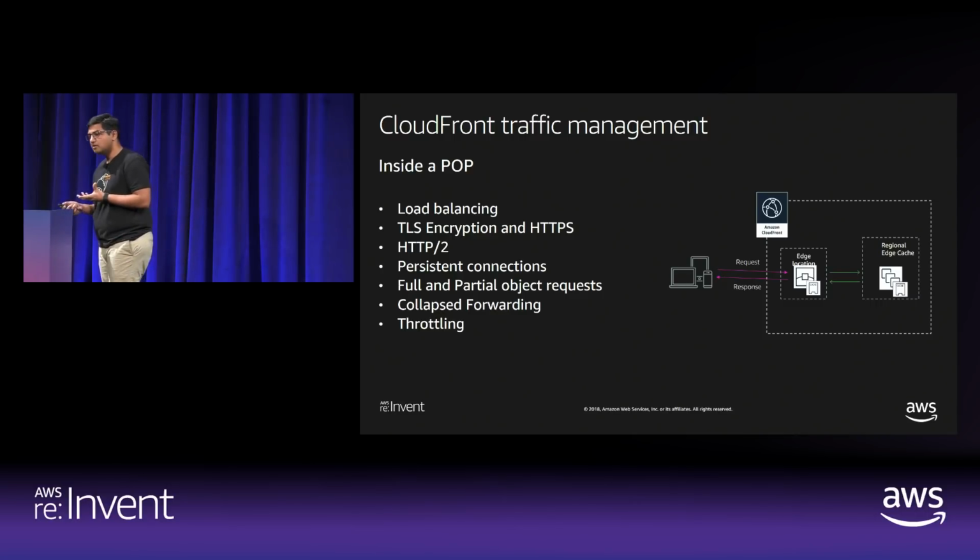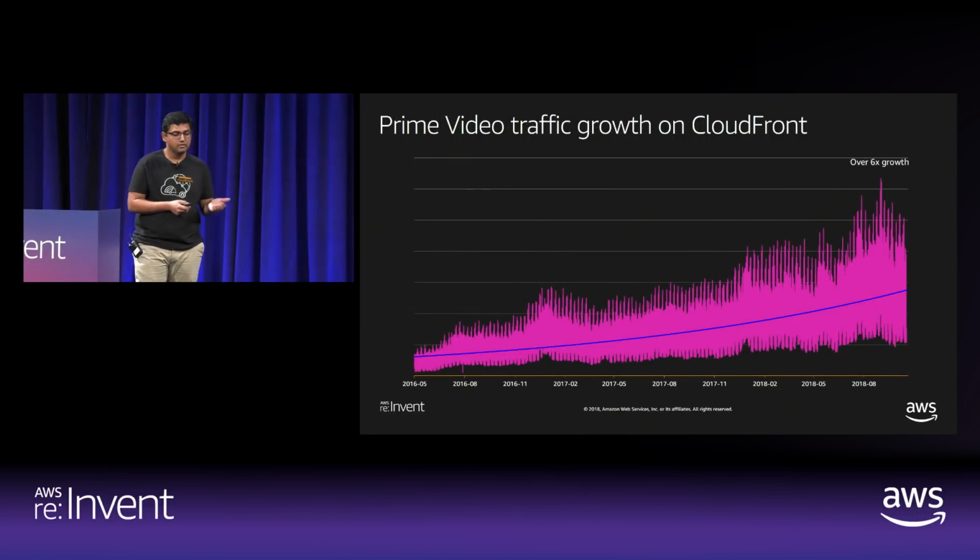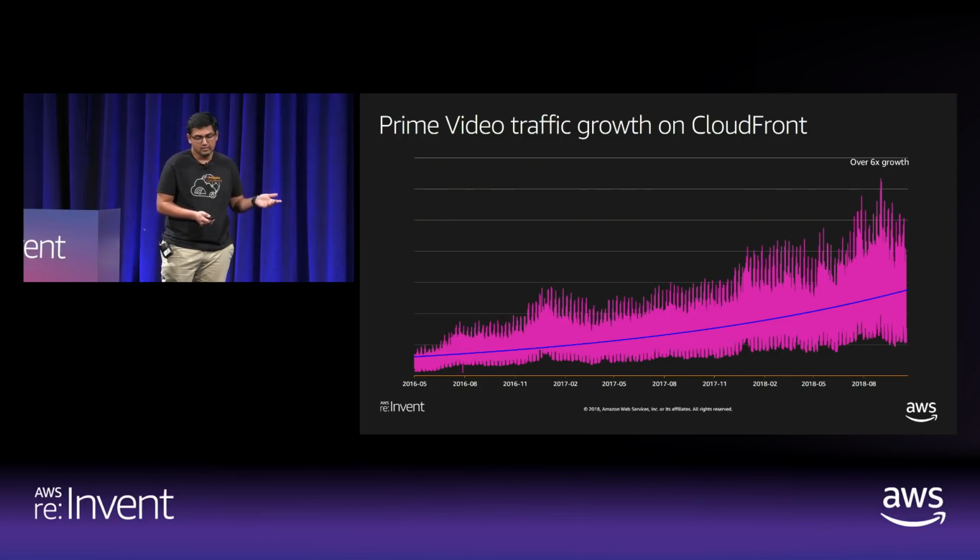Now, what's the result of all these mechanisms? Well, we've been able to grow hand in hand with Prime Video's traffic. You can see over the past couple of years, we've grown significantly, over 6x. And interestingly, that peak that you see is the Jack Ryan release that Harrison mentioned earlier. So you can see there's spikiness in traffic week over week. This was one release that we spoke about, but there's a lot more that Prime Video actually delivers.